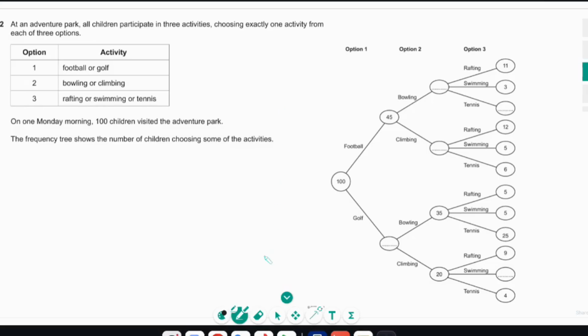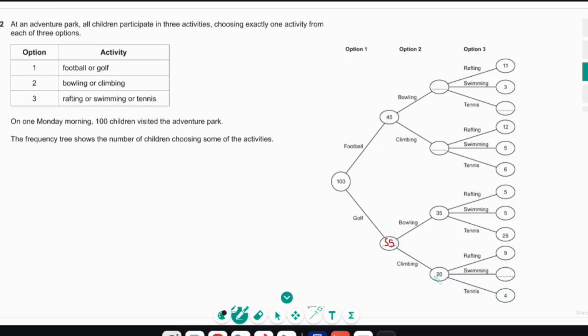Okay, first question is to fill in the rest of this frequency tree. So we know there are 100 children altogether. So if 45 choose football, 100 minus 45 is 55. So we've got 55 choosing golf. We could have added 35 and 20, gives us the 55 too. Okay, what other numbers can we fill in here?